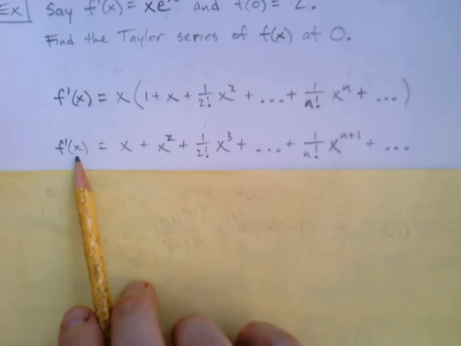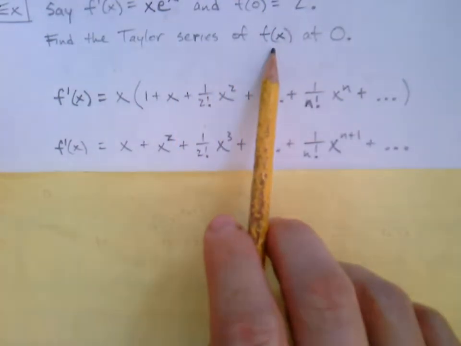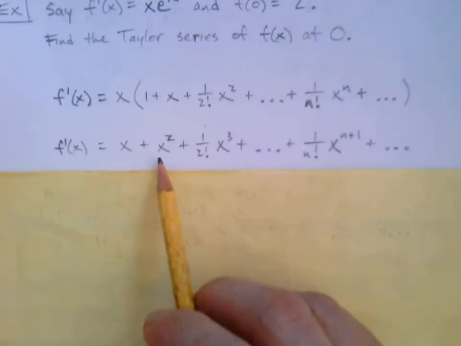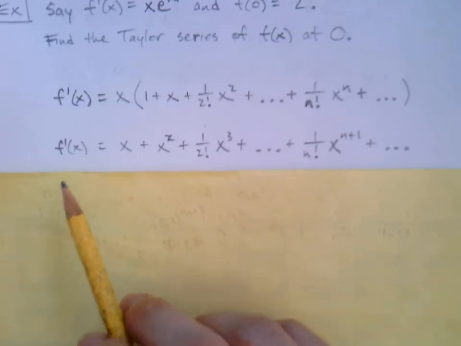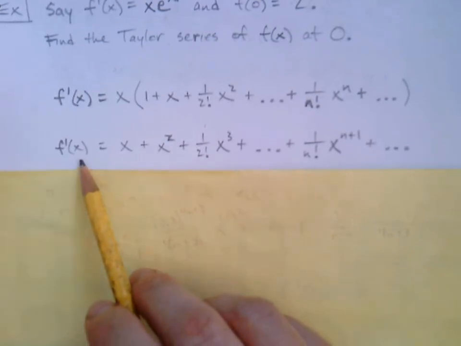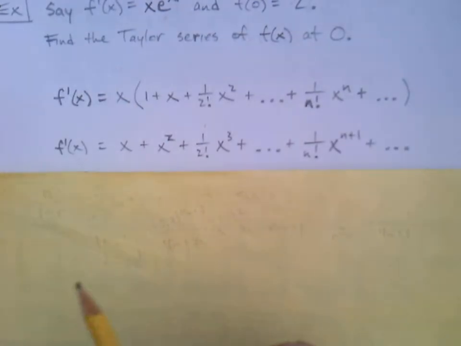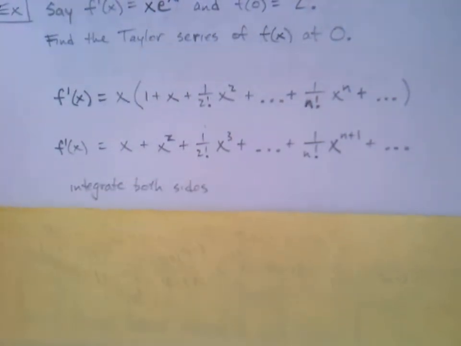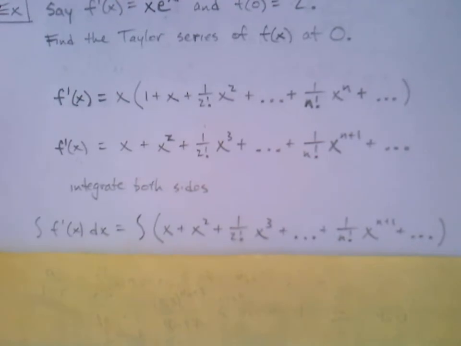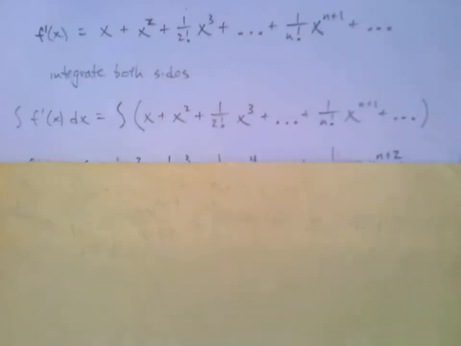Okay, now that we know the Taylor series for f prime, now we can use that to get the Taylor series for f of x. What do we need to do to get f of x if we know f prime? Well, take the antiderivative, right? Integrate. So we're going to integrate both sides. And here I'm just getting it ready.